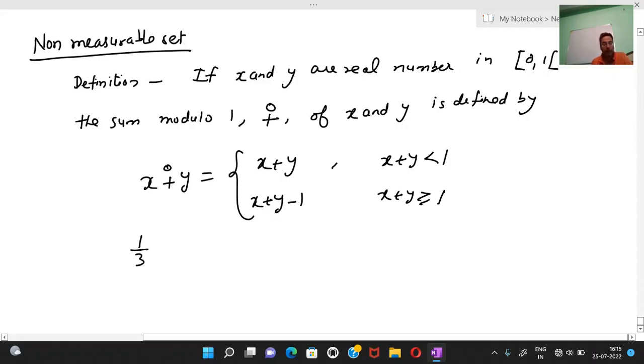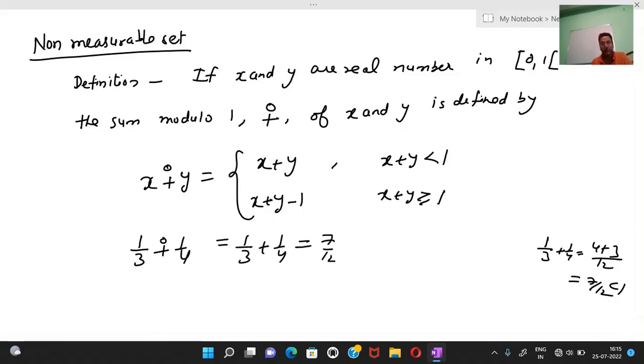Let x be 1/3 plus dot 1/4. Then we know that the sum of 1/3 and 1/4, with LCM 12, is 7/12, which is less than 1. Okay, then this formula will be applied, and the answer is 7/12 because 1/3 plus 1/4 is less than 1.